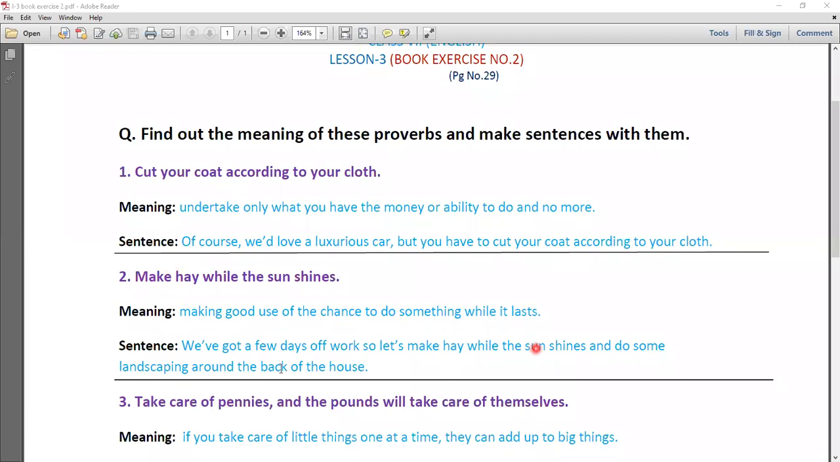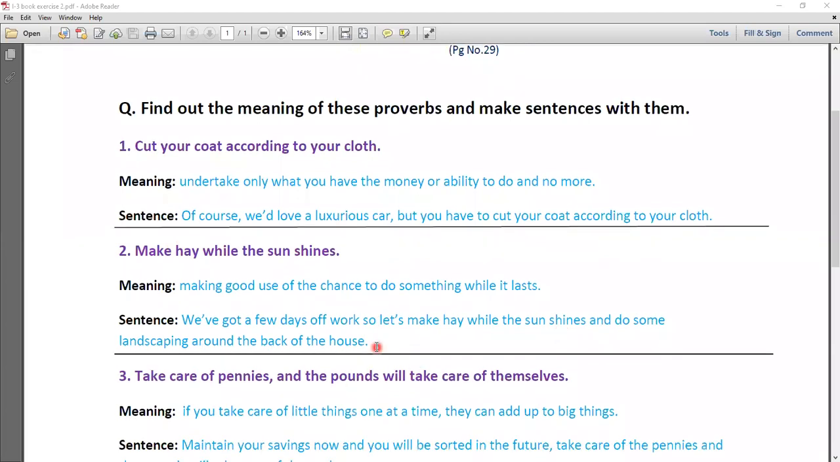So we have got a few days off work, so let us make hay while the sun shines and do some landscaping around the back of the house. Now there are a few days off, so we have to do the kind of work we want to do. Okay, कि हमें जल्दी से वर्क कर लेना चाहिए, टाइम का यूटिलाइज करना चाहिए.